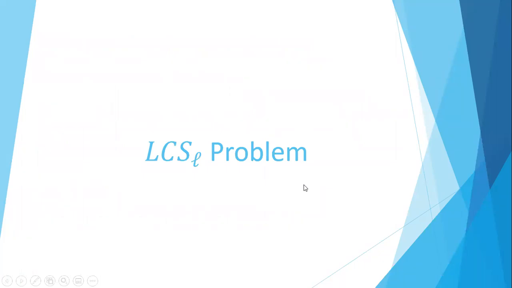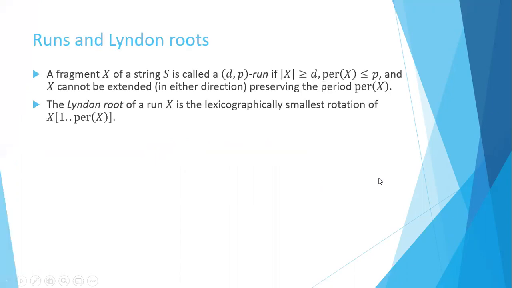So now we are getting to an additional problem, which is called the LCS-L problem. Before we solve it, we're going to look at some definitions, which are runs and Lyndon roots. A run in a string is a substring x, and it's called a d-p run if the length of x is at least d, and the periodicity of x is at most p. And of course, inside S, the substring x cannot be extended to the left or to the right without breaking this period.